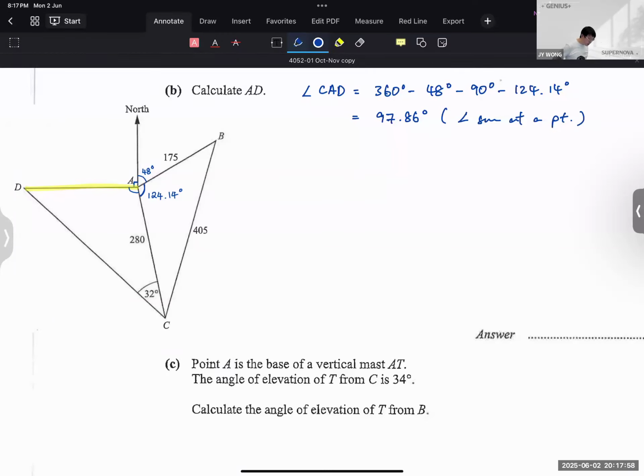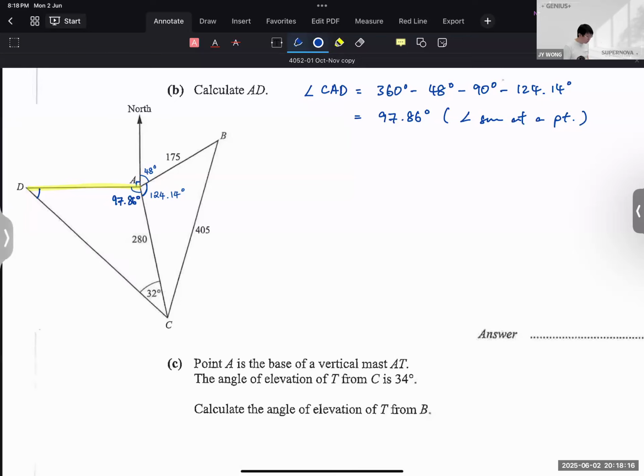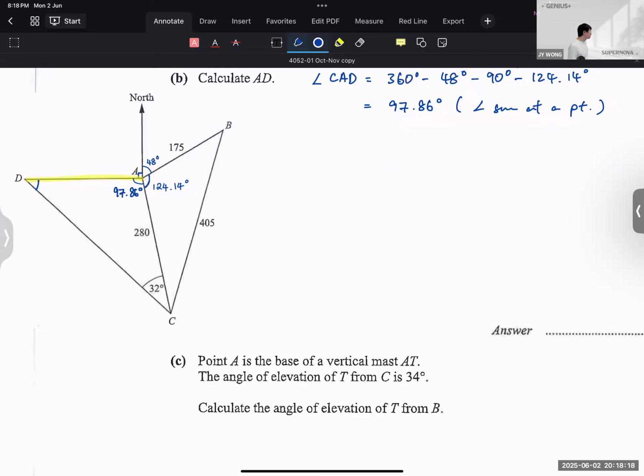Now, once I have this angle, this is just a prelude, right? Actually, which is the actual angle that I want to find? It is not this angle. Which is the actual angle I want to find? I want to find angle ADC. Why? Which rule do I want to use? I only have one length, right? If I only have one length, actually, which rule do I want to use? Sine rule. And for me to use sine rule, therefore, I need to find the corresponding angle.